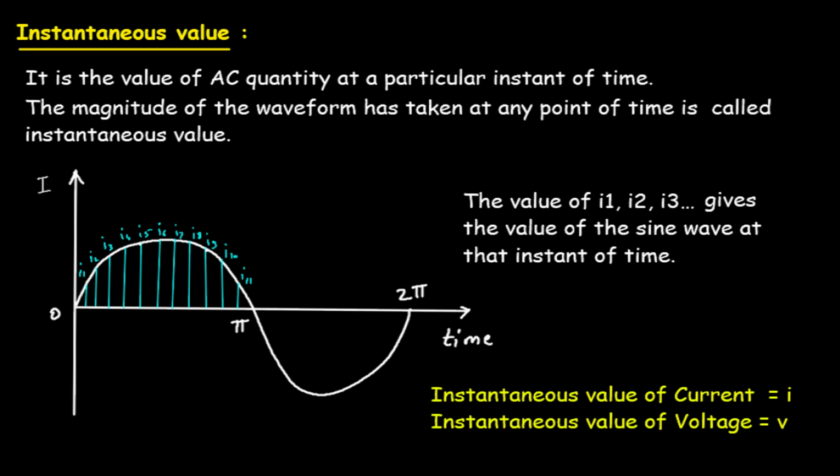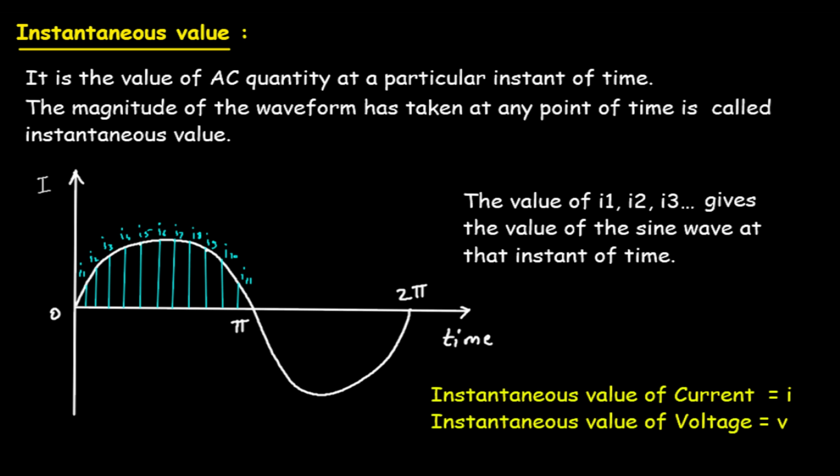Now for the most exciting part. How does this all connect to our instantaneous value? Look closely at those thin, vertical, teal-colored lines inside the first half of the wave. Each one of these lines is a visual representation of an instantaneous value. They are our snapshots in time. The text on the right says, the value of I1, I2, I3, and so on, gives the value of the sine wave at that instant of time.